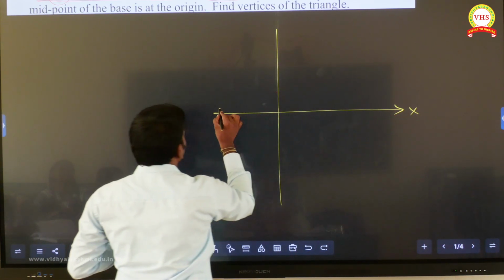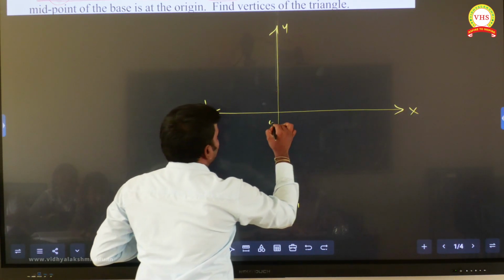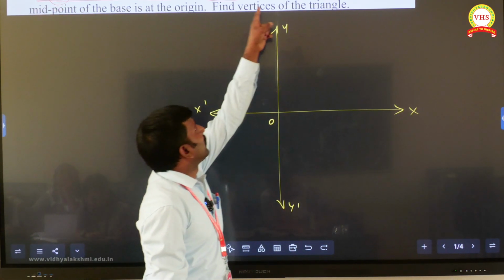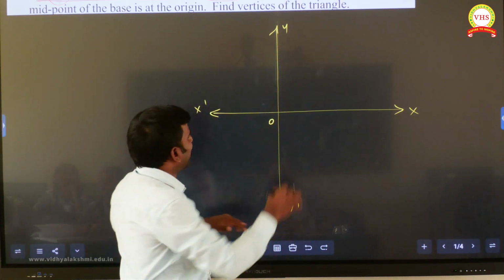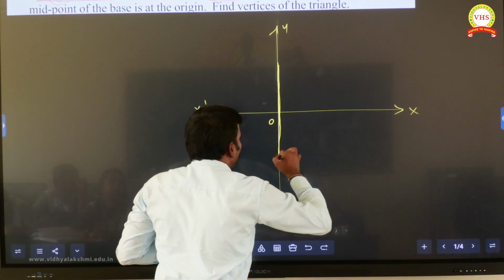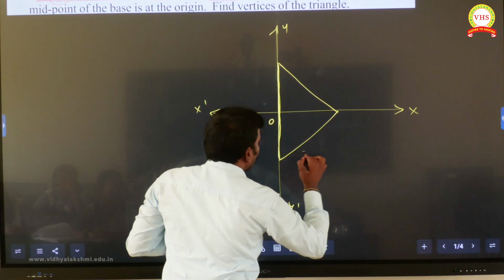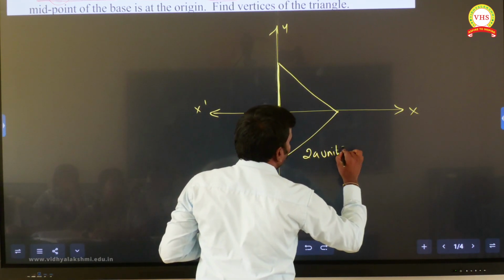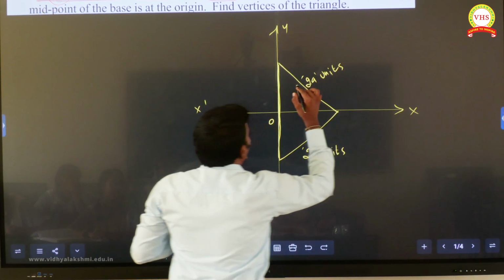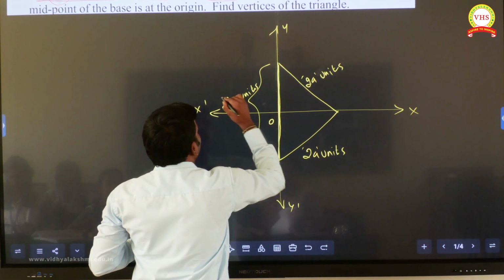It's my x-axis. It's my y-axis, origin, O, I'm taking. What they said very clearly is that the base of the triangle lies along the y-axis. Then the base should be on the y-axis. Understand? Right. Then the length will be coming like this. So this will be 2A units, and this is also 2A units. And the base, this full length, is 2A units. That is the question they have given.